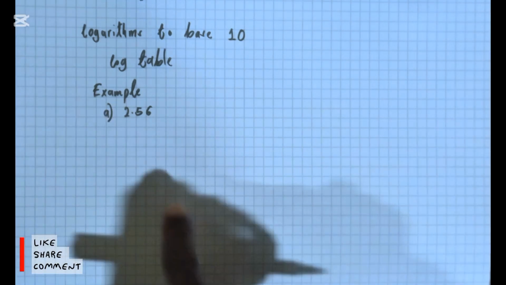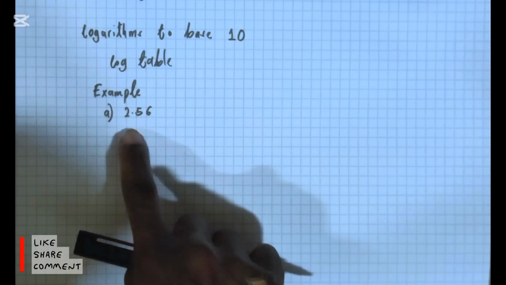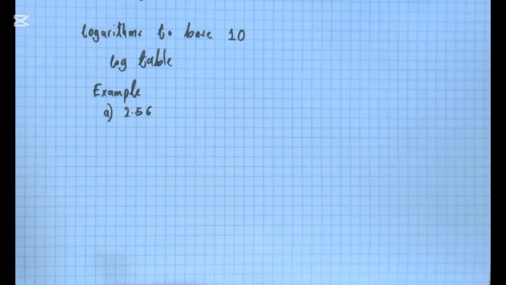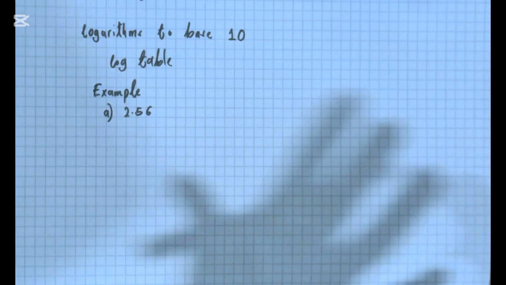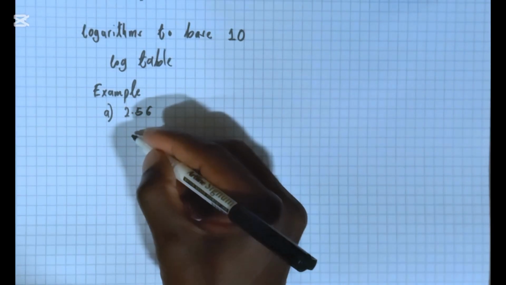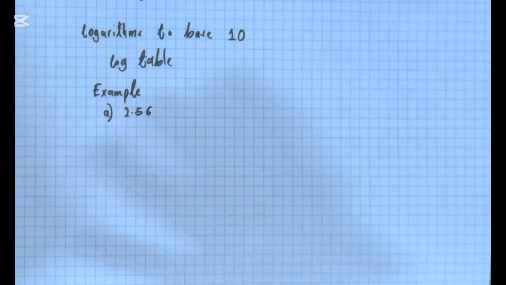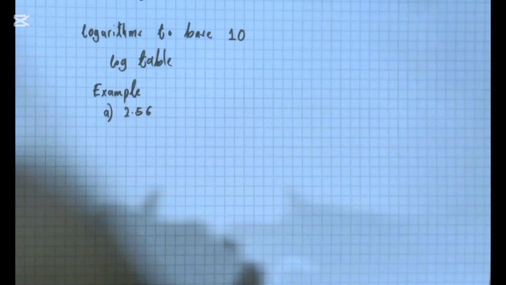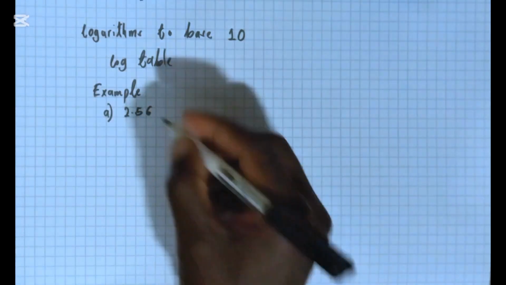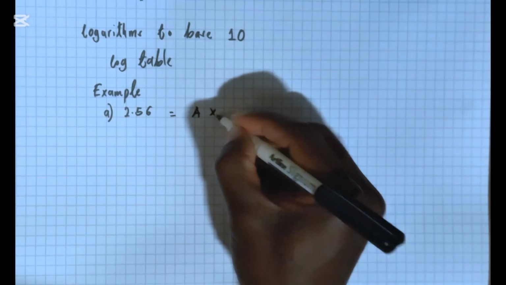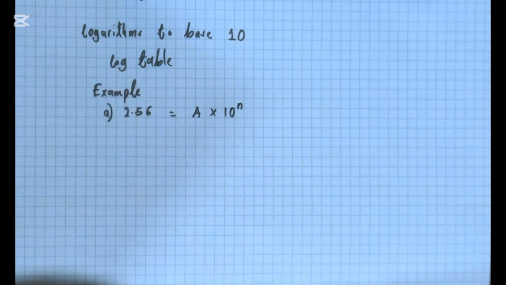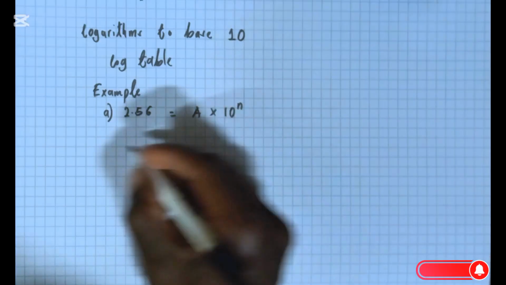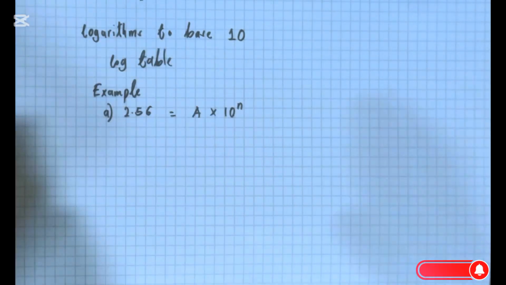So anyways, for us to read this number, that is 2.56, from the logarithm table, the first thing we want to do is write it in its standard form. We already did standard form, so I am guessing that this is not a problem to us. To write the number 2.56 in standard form, remember standard form takes the format a times 10 raised to the power n, where a should be a number between 1 and 10, where 10 is not included. So 2.56 is already within the range of a.